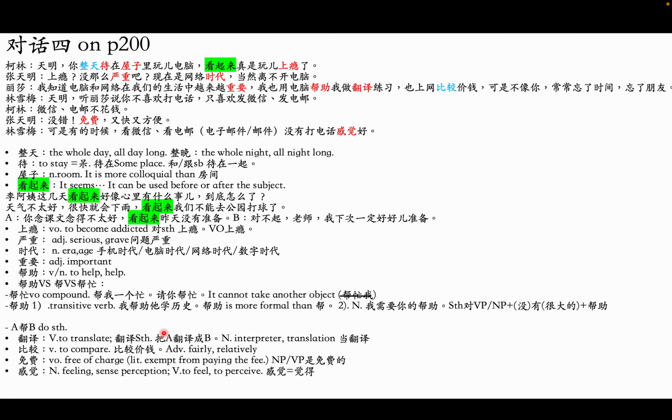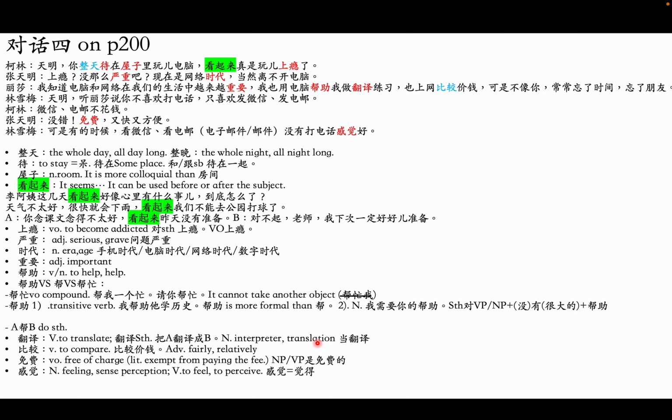把它 for example, translate this book into Chinese. 把这本书翻译成中文. 成 means to or become. 翻译成, so translate to Chinese 中文. 翻译 can also be a noun, means interpreter or translation. For example, I want to be an interpreter after graduation.